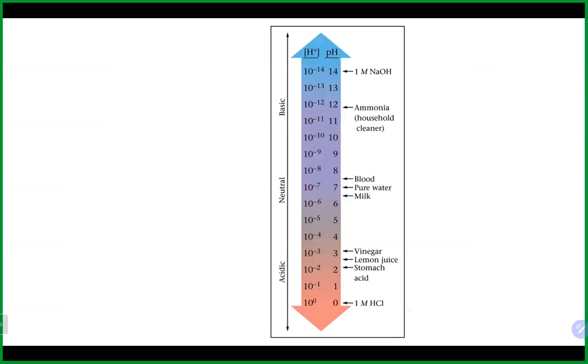That's the pH scale. And again, we see towards the top here at 14, we've got some strong bases. Towards the bottom, towards 0, we have strong acids. We have some other acids here. Ammonia and cleaners are up there in the basic range.